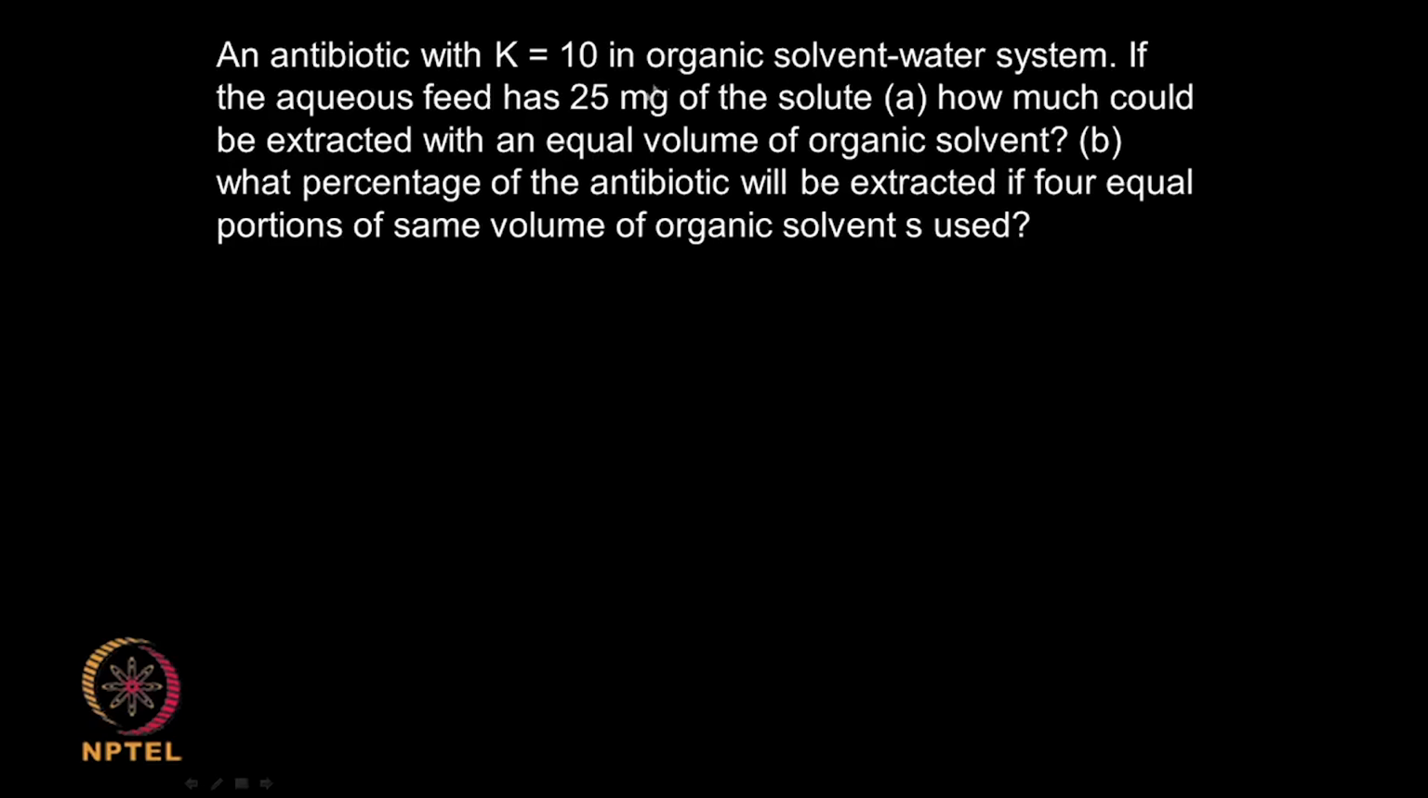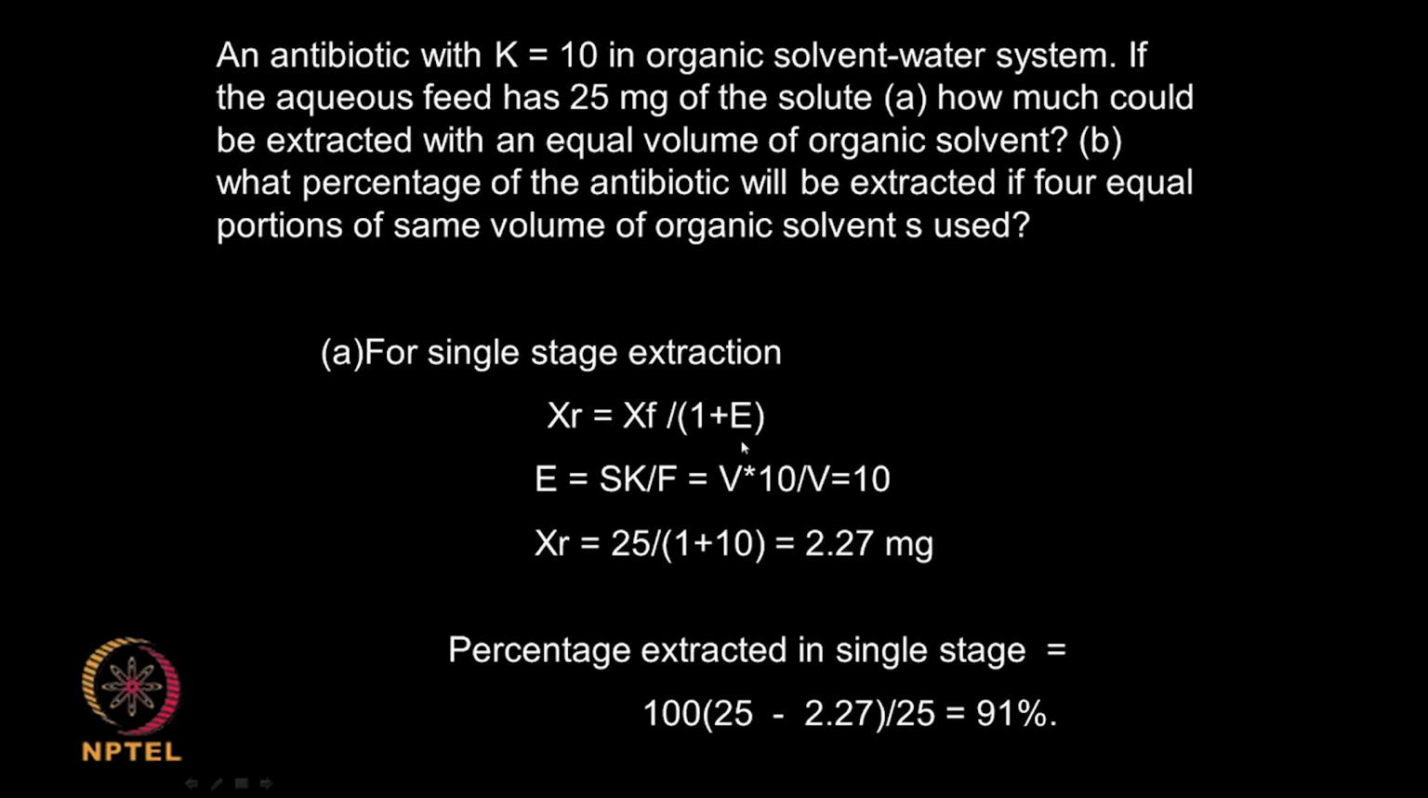Now look at another problem. It's a very interesting problem. I have K given, and the feed is 25 mg of solute, that is my F. How much could be extracted with an equal amount of organic solvent? That means if I take 25 mg of solvent S, how much will I be able to extract? It is very simple. I just calculate E, and E is equal to Sk by F. That is equal to say 10 here, and then I substitute, I get XR as 2.27. So percentage extracted, I am having 25 initially, XR is 2.27, so I am extracting 91%.